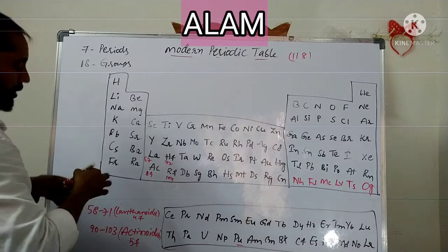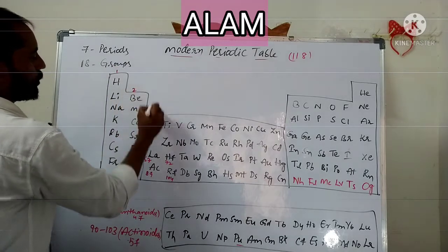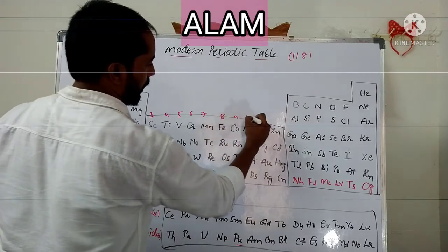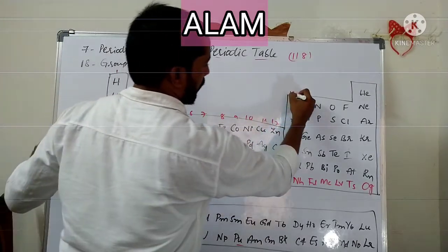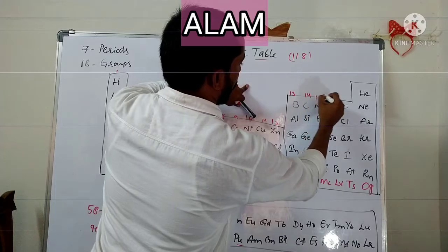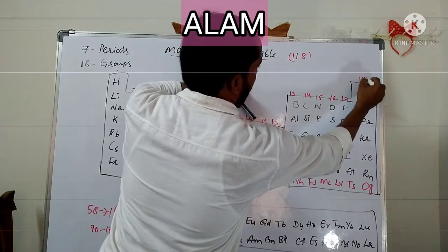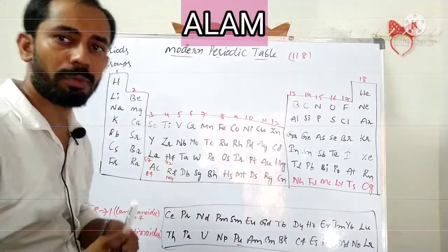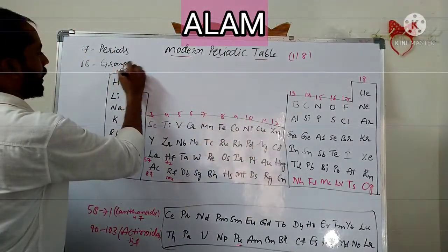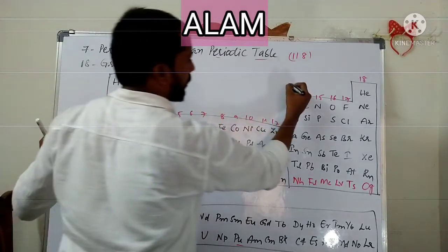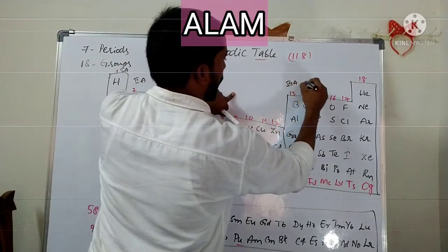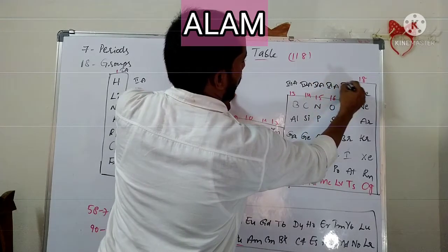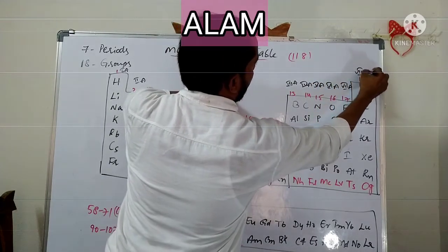We can give the numbering 1, 2, 3, 4, 5, 6, 7, 8, 9, 10, 11, 12, 13, 14, 15, 16, 17, 18 in Arabic numbers, 1 to 18. When we give it in Roman numerals, we can give 1A, 2A, 3A, 4A, 5A, 6A, 7A, and then 8A.